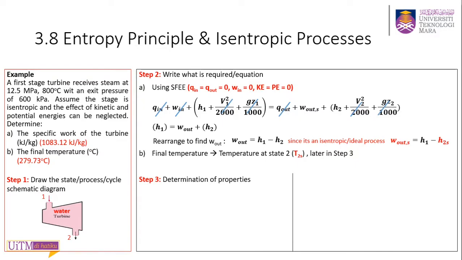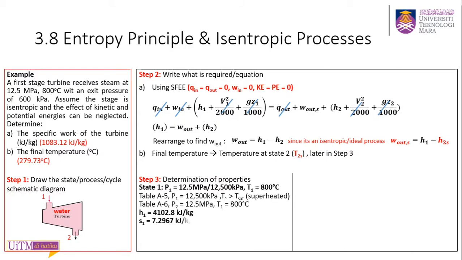For step 3, start with state 1, and please remember to check for the phase first, which we can see here is in the superheated region. Therefore, by using table A6 at pressure 12.5 megapascal, 800 degrees Celsius, we will read for specific enthalpy h and specific entropy s. Now, we read the value for specific entropy s because this question involves an isentropic process. Therefore, the specific entropy here at state 1 is equal with the specific entropy at state 2 later.